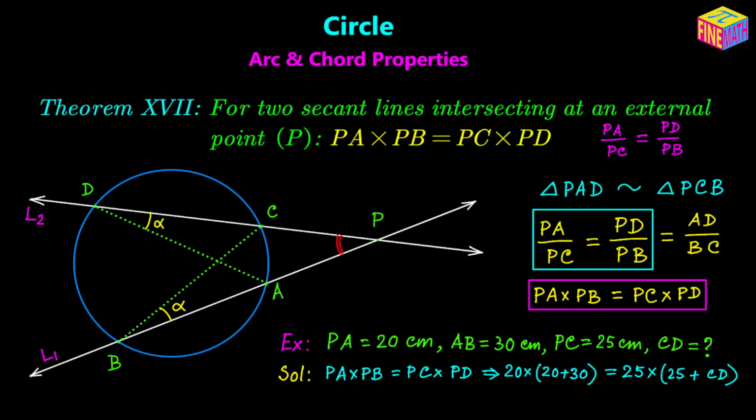And from here, let's try to solve for the value of CD. So if we simplify this, on the left hand side we have 20 times 50, that is 1000. And on the right hand side we are going to have 25 times 25, that will be 625, plus 25 times CD. And from here, if we solve for CD, then we can say CD will be equal to 1000 minus 625 divided by 25, and that will be equal to 15. And the unit here is centimeter, so you have to say 15 centimeters. And that is the length of CD that we are supposed to calculate for this example.